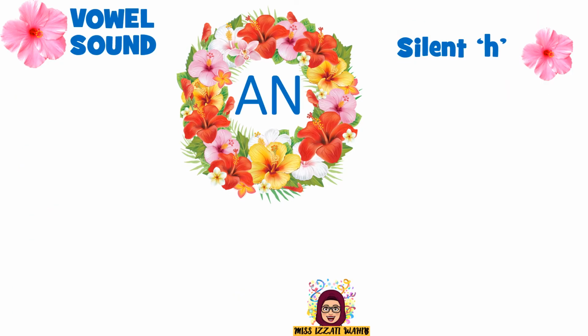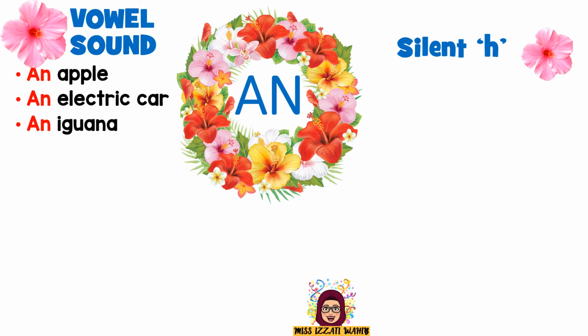Okay, boys and girls, now let's move on to an. An and a have the same meaning, which is satu, sebuah, and so on. Okay, now let's look at the first group. An apple, an electric car, an iguana, an onion, an umbrella. If you notice, at the first letter of each noun, we use A, E, I, O, and U. That's why we use an.